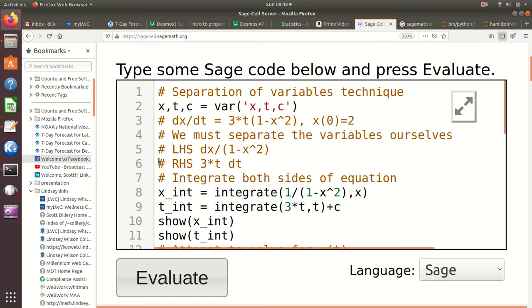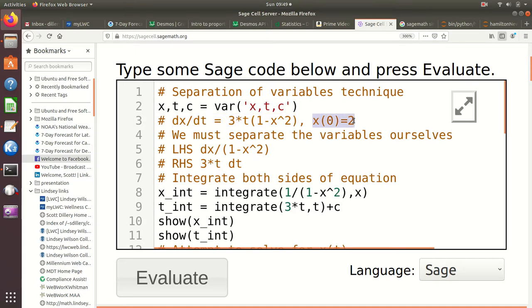Well, let's look at a more complicated example, at least I think any way you look at it, whether we solve it ourselves by hand or try to get help with technology. If we look at, say, dx/dt equals 3t times (1 minus x squared), this is still separable. I can divide both sides by 1 minus x squared and separate my variables.